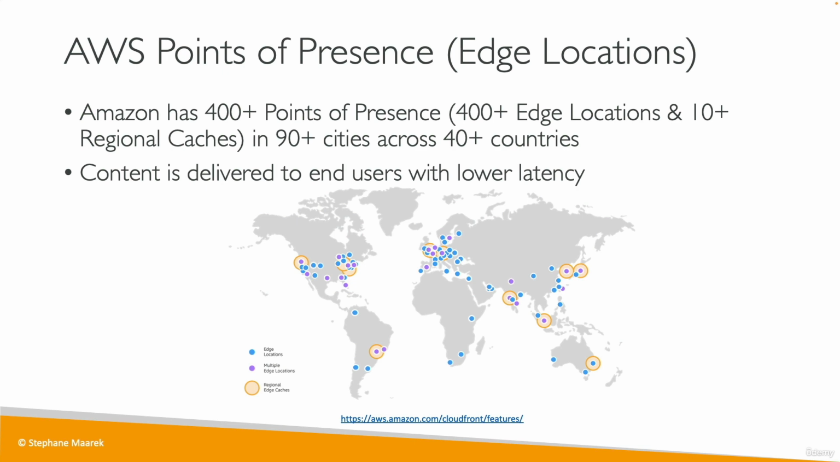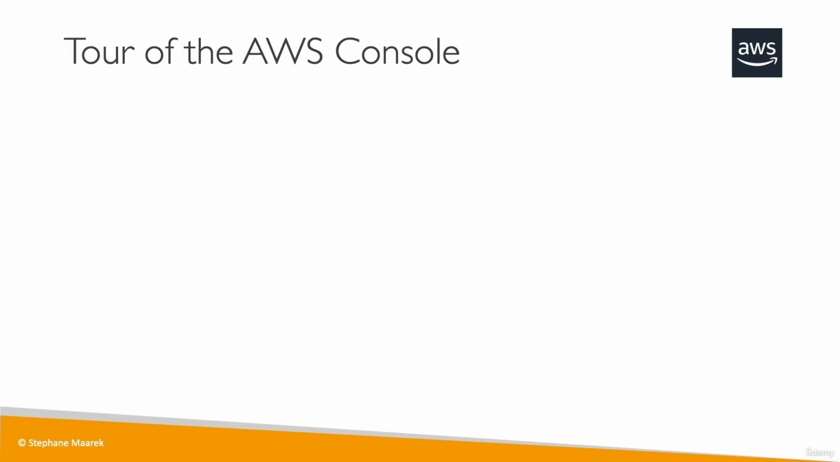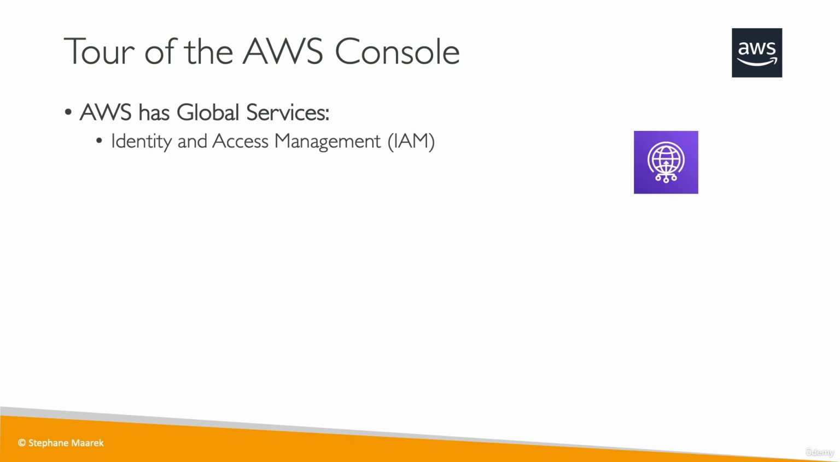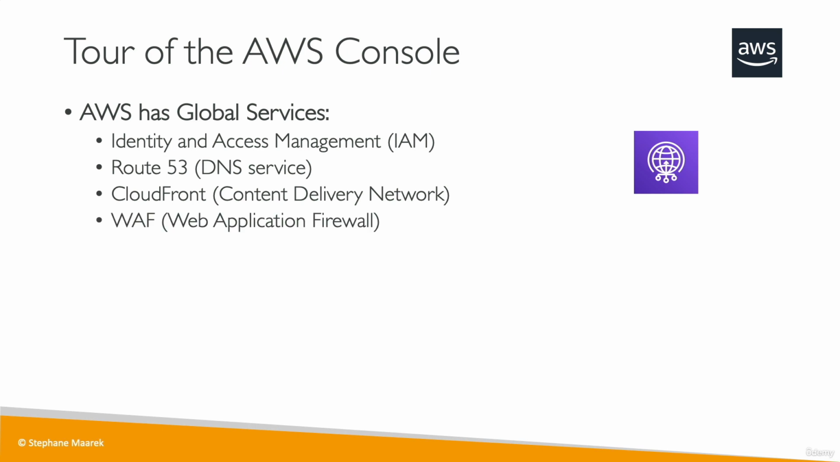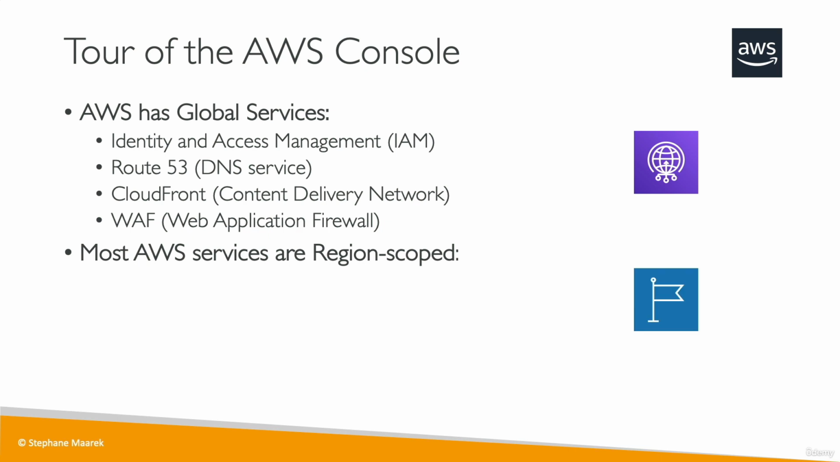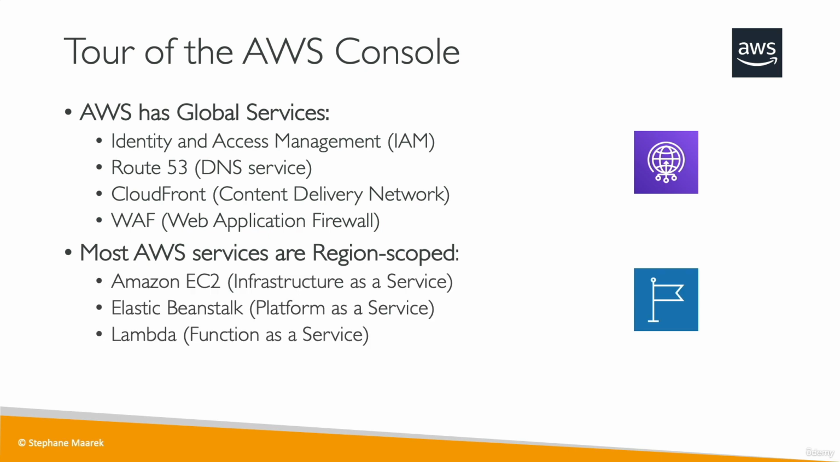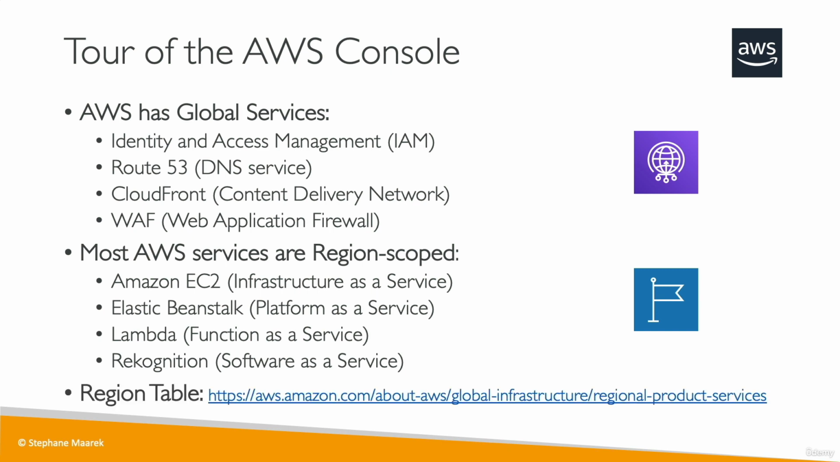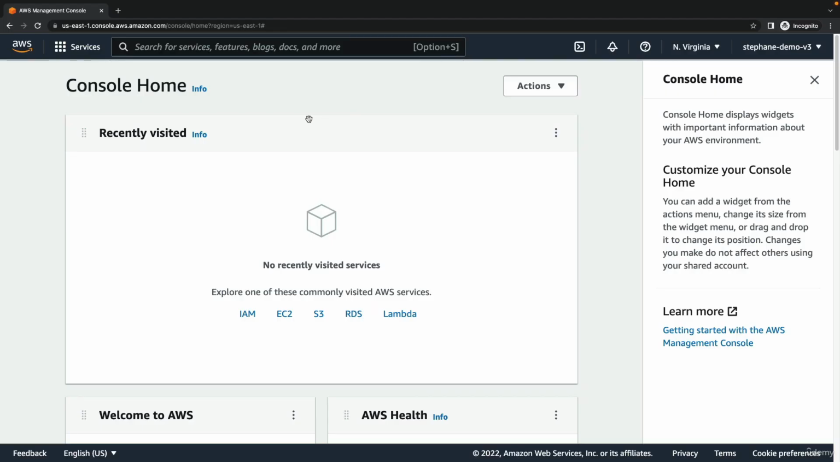So now, how about we just play around and do a tour of the console? We'll see that AWS has global services such as IAM, Route 53, CloudFront, and WAF, but we'll also see that most AWS services are going to be region scoped, such as Amazon EC2, Elastic Beanstalk, Lambda, and Rekognition. Finally, to know if a service is available in your region, there is a region table you should check out right here. So welcome to the AWS console home, and on this page you can do a lot of things.